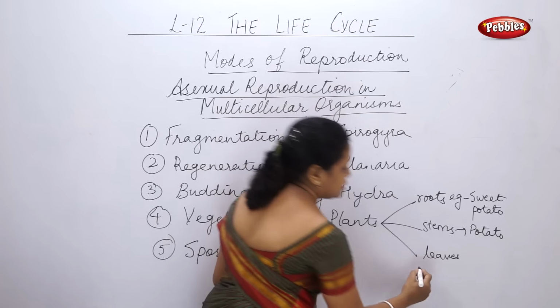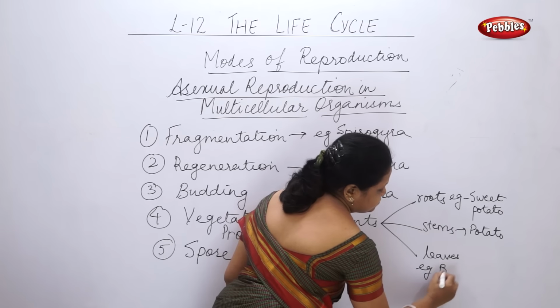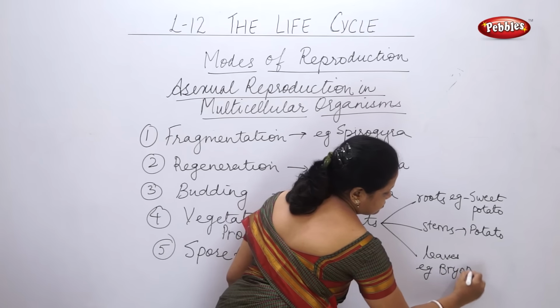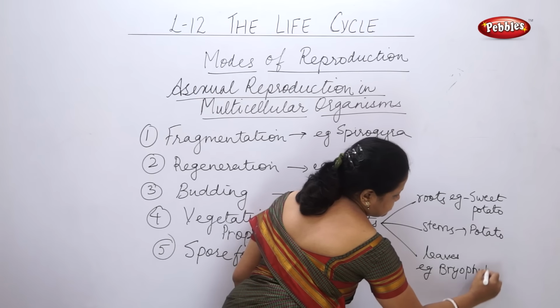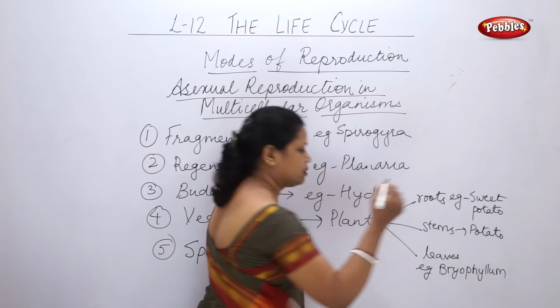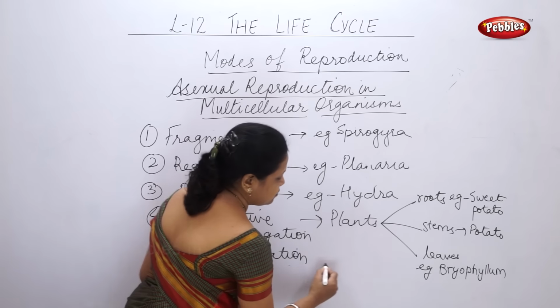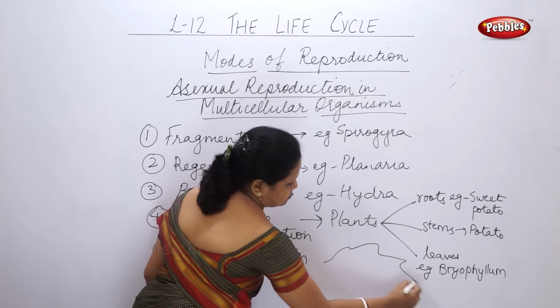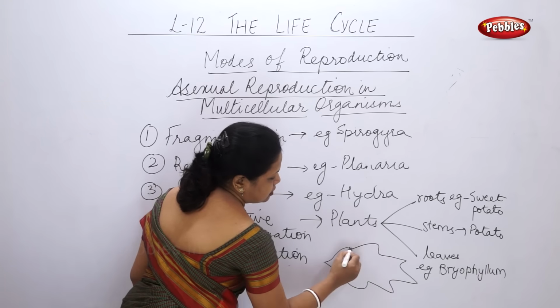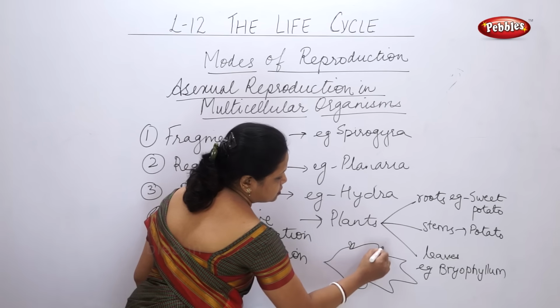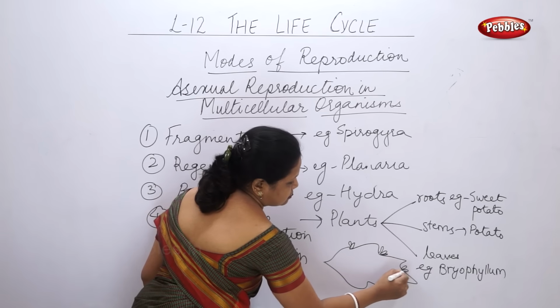The leaf example is bryophyllum. This bryophyllum is an example of a leaf. Thus this leaf, if I draw and show, has small buds on its apex like this.